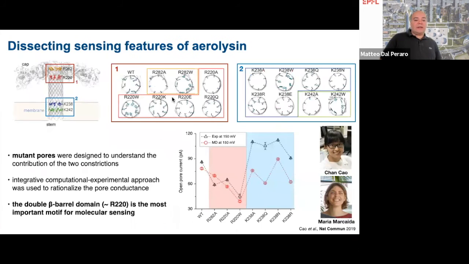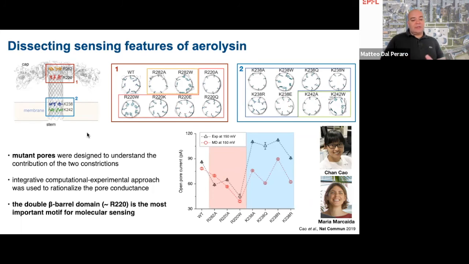And we went further and engineered, first in silico and then in vitro in the lab, some variations of these two constrictions of the pore in order to better understand the conduction and optimize the sensing properties for specific tasks. We found out that this constriction is the most important one for sensing and should be preserved. And at the moment we are trying to explore this for application to protein sequencing. That is the next big challenge in the field.